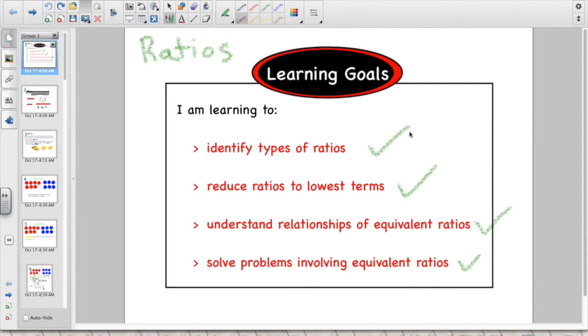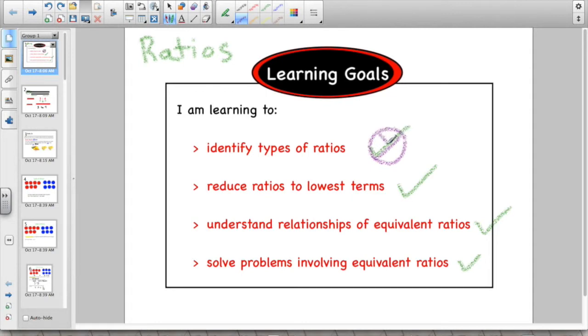Just before we finish up, I'd like to revisit our learning goals. Today we identified types of ratios: part-to-part ratios, part-to-whole ratios, and equivalent ratios. We understand that a ratio is a comparison of two quantities of the same kind. We learned to reduce ratios to lowest terms when we can find a common factor that divides evenly into both terms in the ratio. We learned to understand the relationship of equivalent ratios, and how ratios can compare to each other.